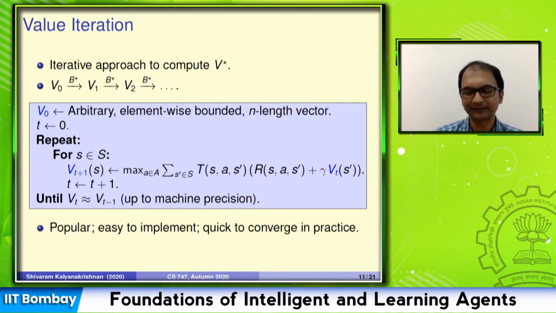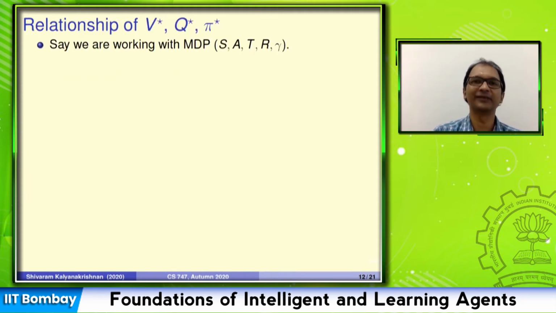But before going further, I think I need to give you some clarity on whether it actually suffices to know V star. Remember that the original problem we wanted to solve was calculating an optimal policy pi star. So what I'm going to show you here is that once you have V star, getting Q star and pi star is relatively easy. You should really think of these three quantities, V star, Q star, and pi star, as more or less interchangeable. Of course, it is hard to get to any one of them, but once you have any one of them, you can get the others. So how does that happen?